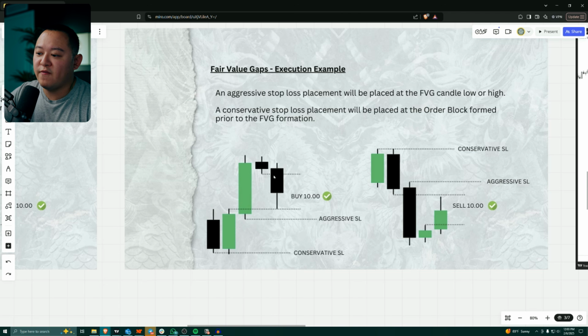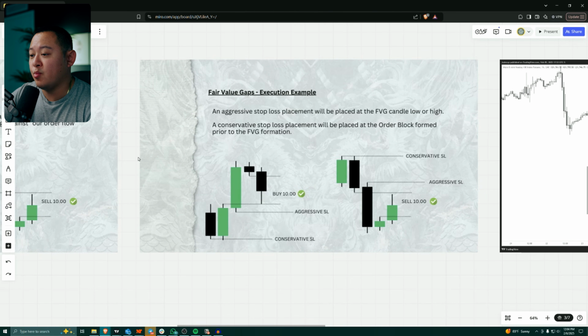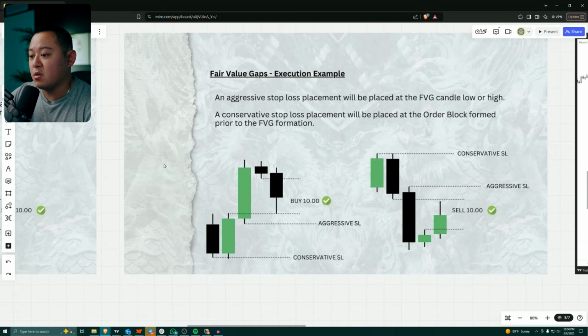Now, there's multiple different ways that we can use stop losses with fair value gaps. Unlike the prior examples where it's very black and white, where you should put your stop losses, fair value gaps are a little bit different because you can get aggressive with the stop loss placement, or you can have a more conservative stop loss placement. So aggressive, in my opinion, would be using the low of the fair value gap.